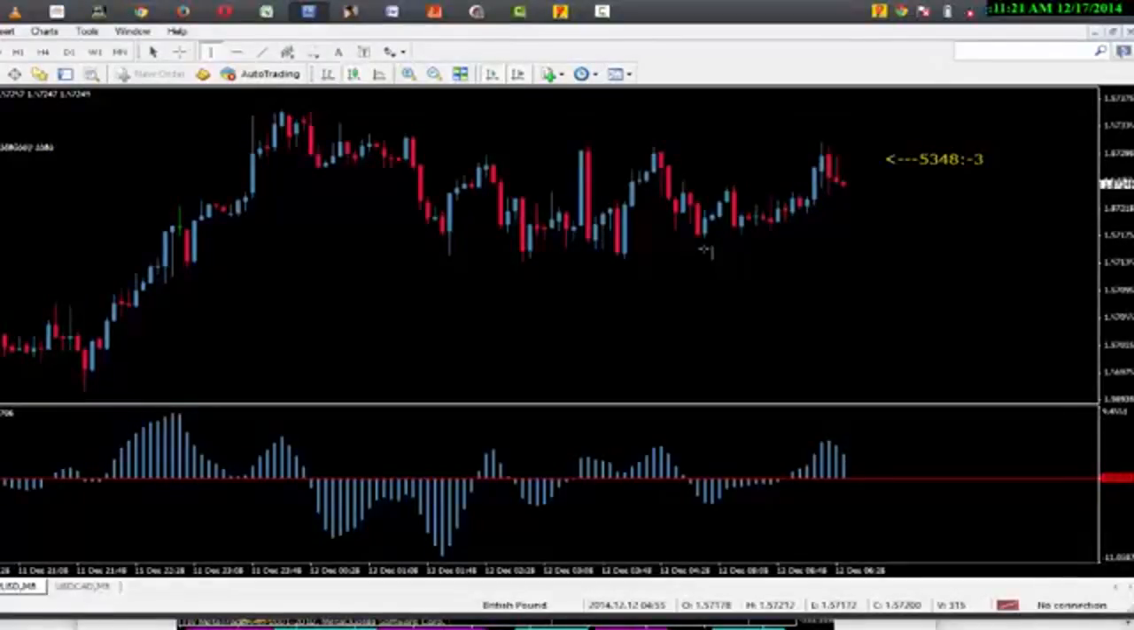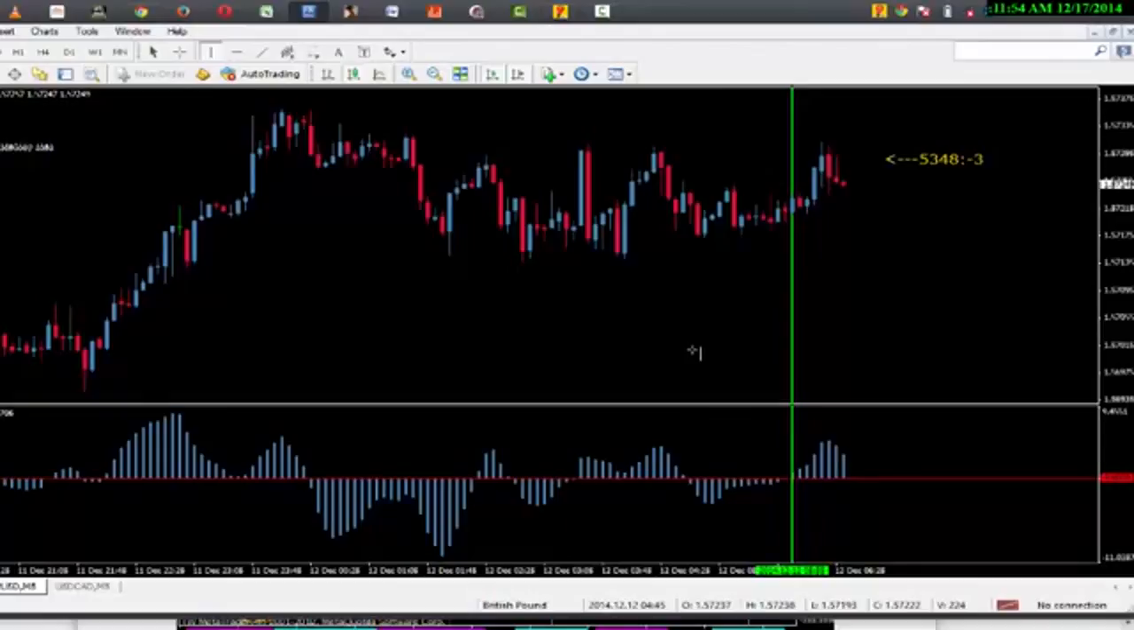First of all, if we're buying calls, then the histogram has to intersect the red line. So if we're buying puts, they have to intersect the red line downwards. If we're buying calls, they have to intersect the red line upwards. So this would have been a call.